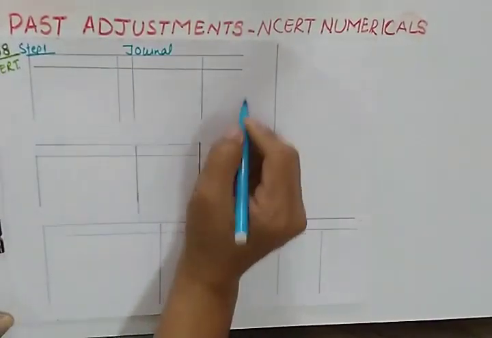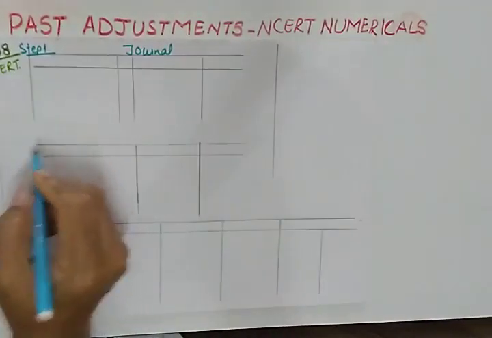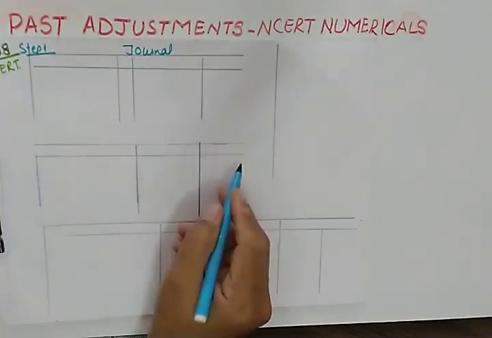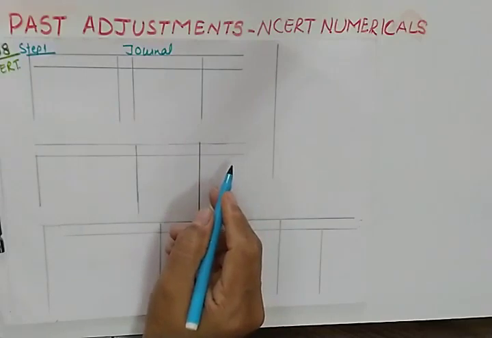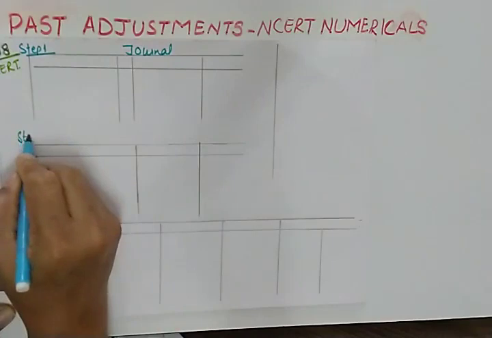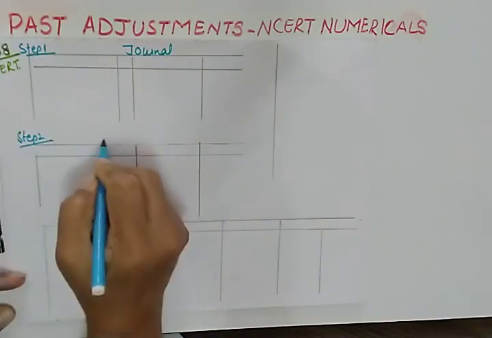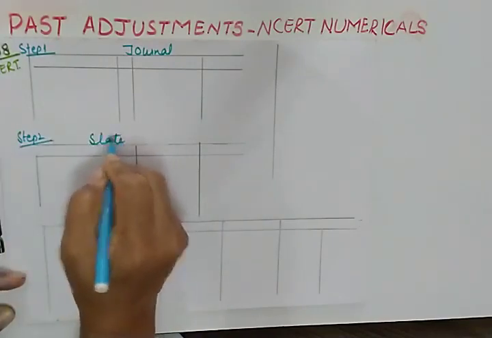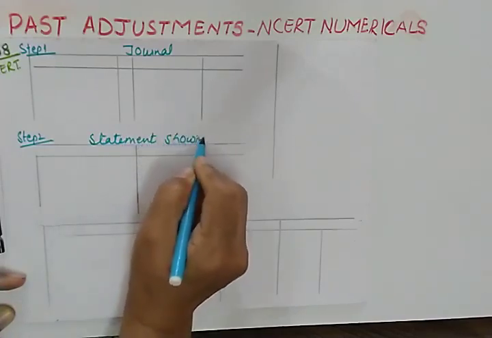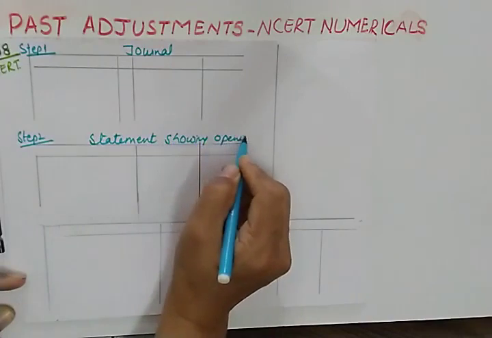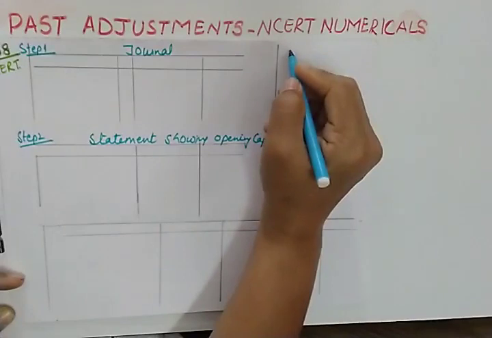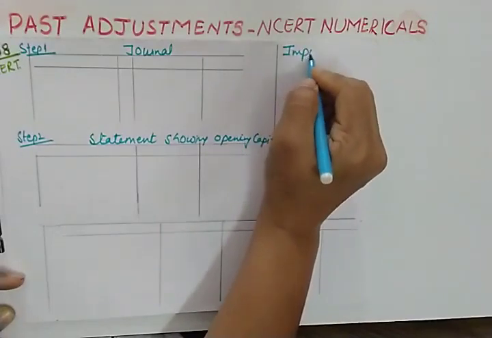You will make format of journal. This is the main answer area. Then because closing capitals are given to you, you have to prepare statement showing opening capital. So this is step 2. Let us prepare statement showing opening capital. So can you tell me what are the two important points in this particular numerical?